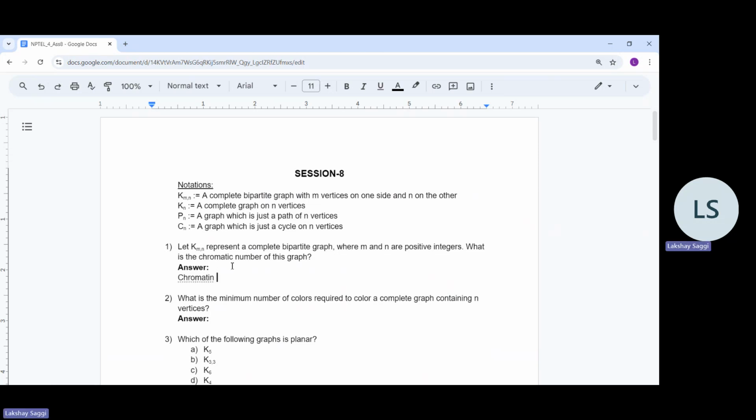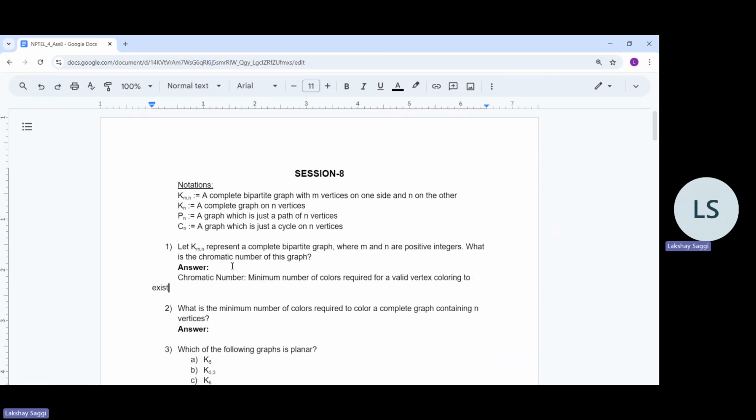So chromatic number is the minimum number of colors required for a valid vertex coloring to exist.